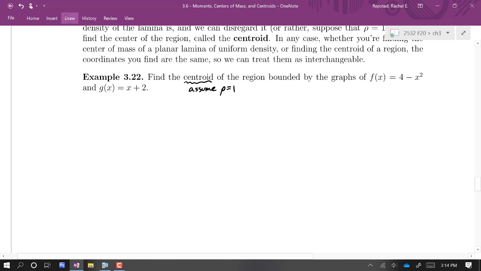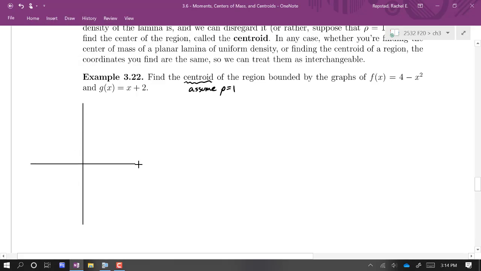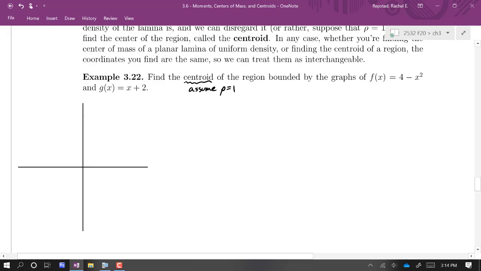So let's sketch this out. I like sketching for these problems because it gives me a way to guess where I might expect the center of mass. And when I find it, I can see if it makes sense, that the point I find is where the center of mass should be.